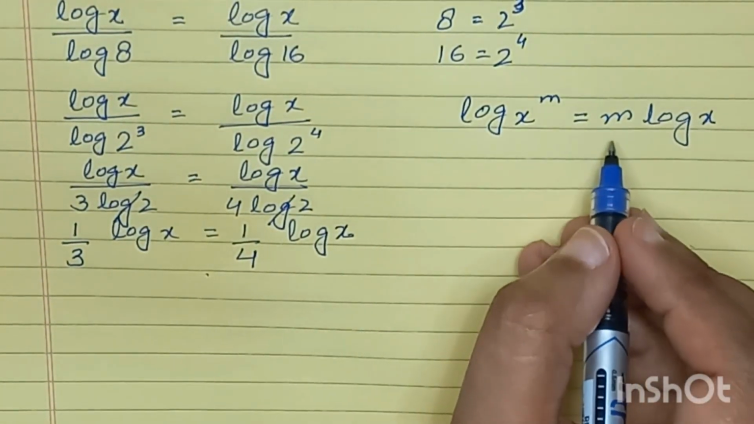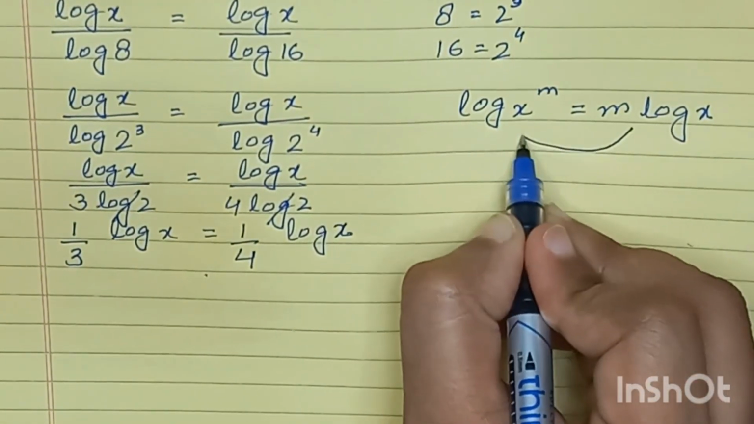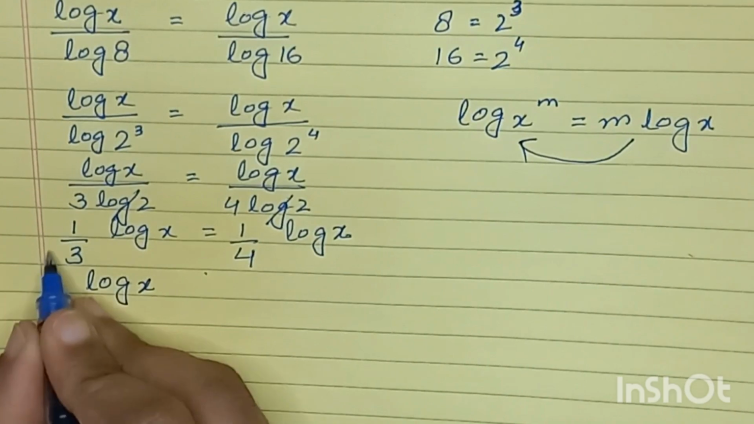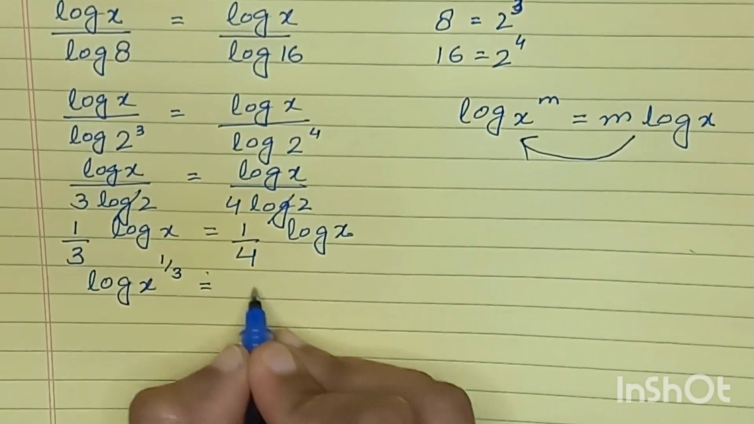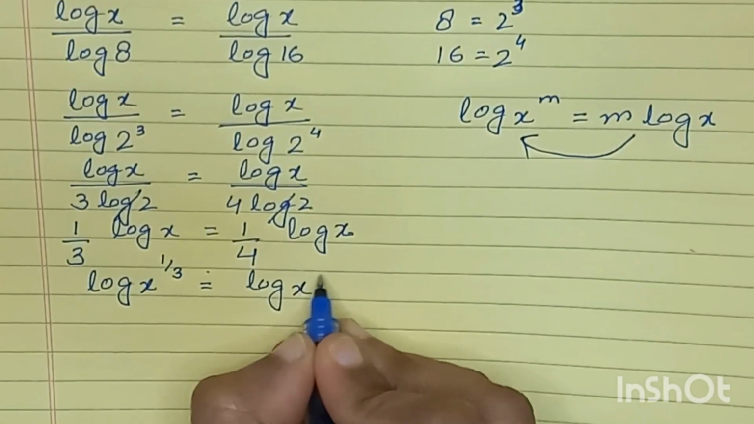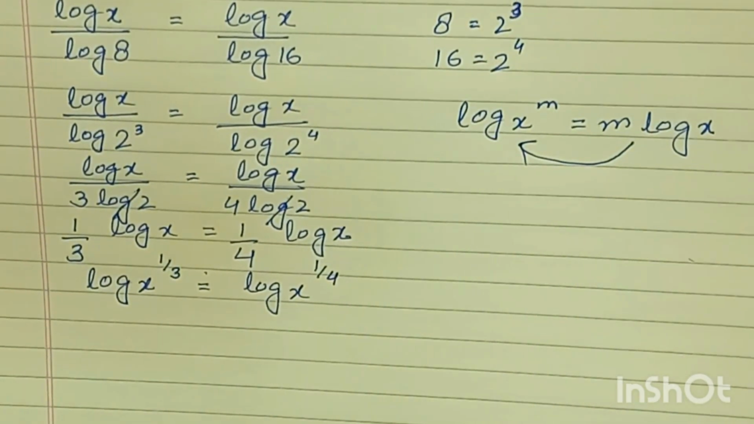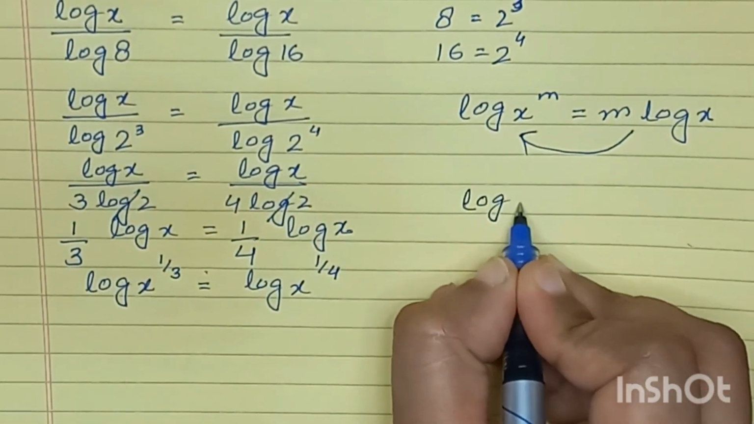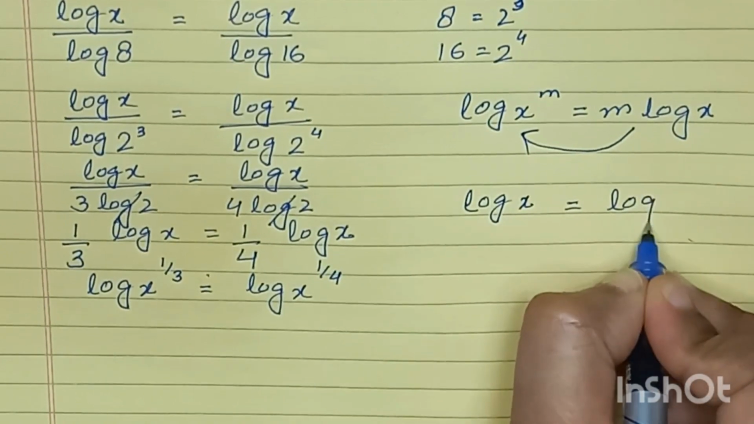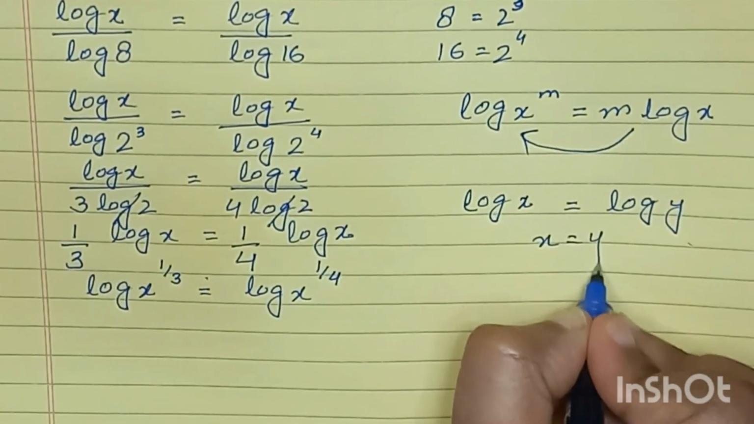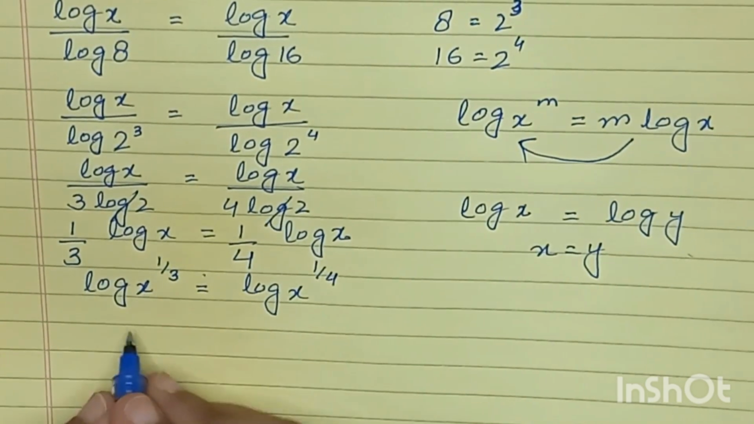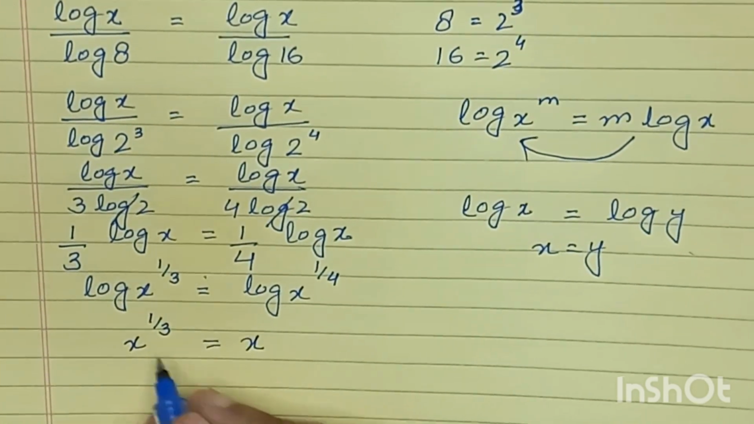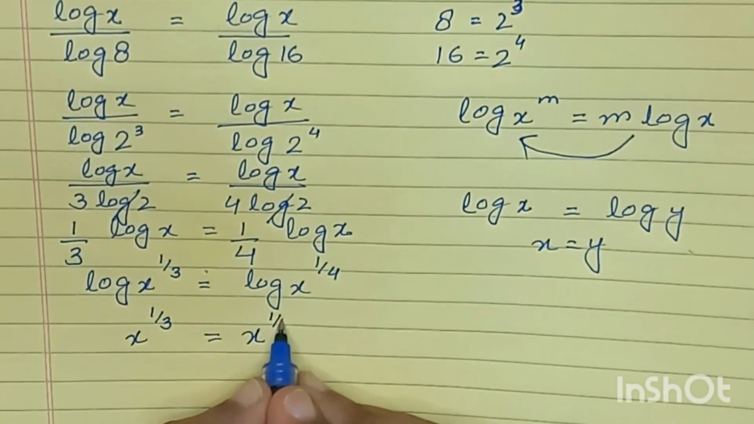Now again we will apply this logarithmic rule, so it will become log of x to the power 1 divided by 3, and here log of x to the power 1 divided by 4. Now we will apply this logarithmic rule, which is log of x is equal to log of y, it means x is equal to y. So from here it will become x raised to the power 1 divided by 3 is equal to x raised to the power 1 divided by 4.